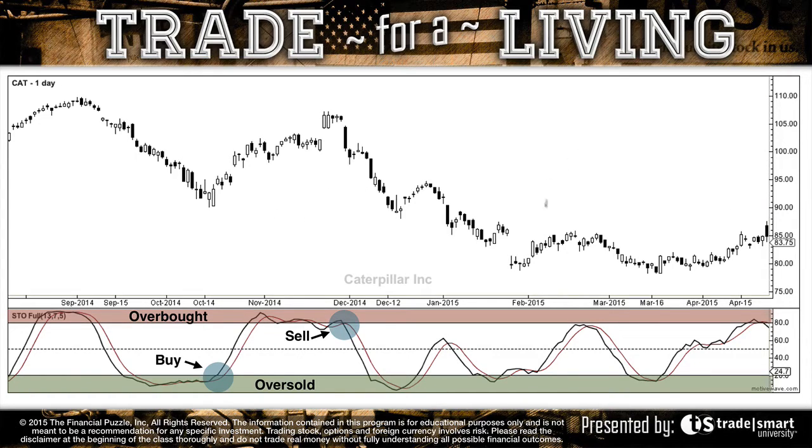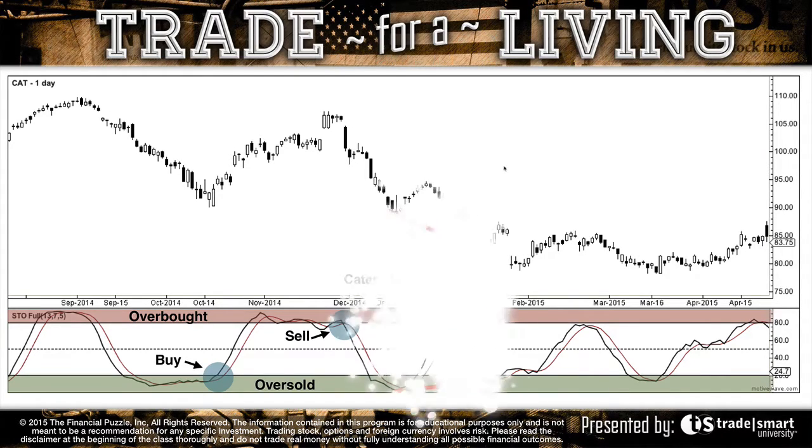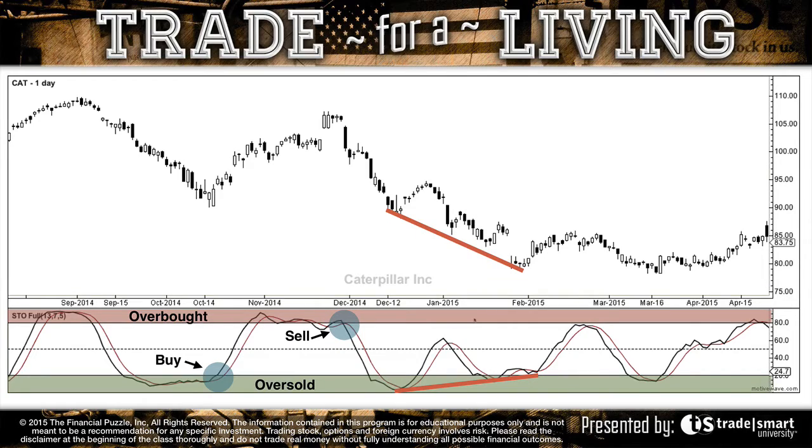The third scenario, the third image that we get from our oscillator here, from the stochastics, is what we call divergence. Divergence is going to look like these 2 lines here. Do you notice how one line is trading lower, mapping out lower lows? You see the lower lows there? And if you look at the oscillator, it's doing the opposite. It's actually making higher lows. Well, this is a scenario that we call divergence.